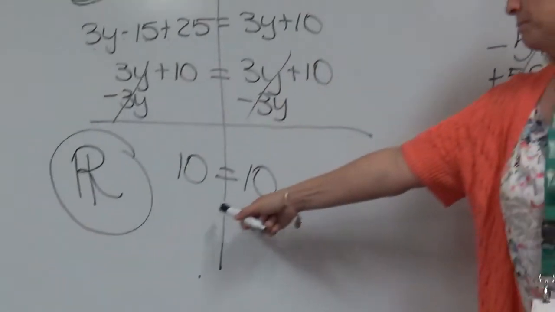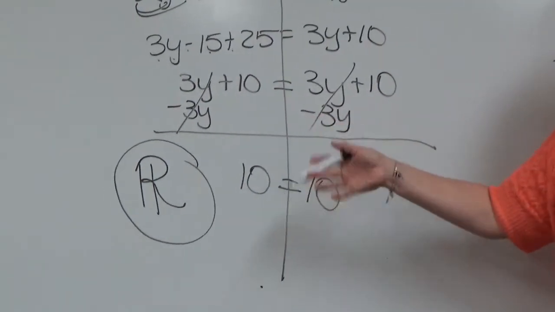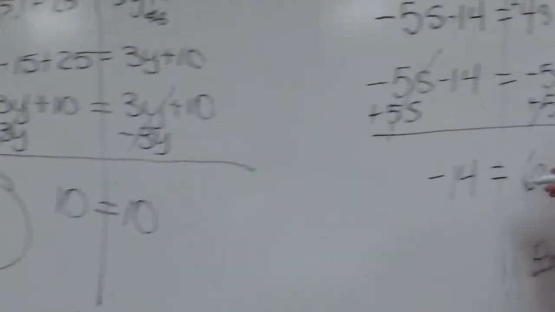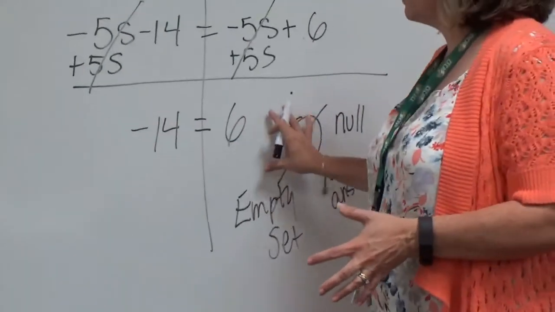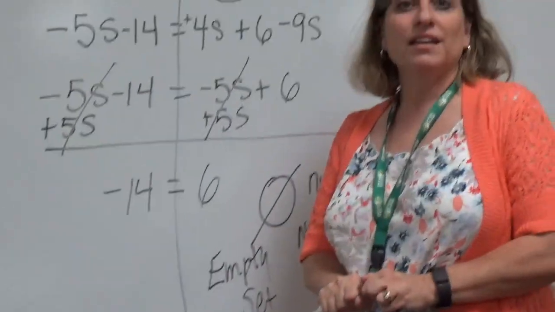When you get it down to it making total sense, but there's no solution for a y, the answer is all real numbers. When you get down to where it doesn't make sense, negative 14 will never equal 6, the answer is empty set. That's it.